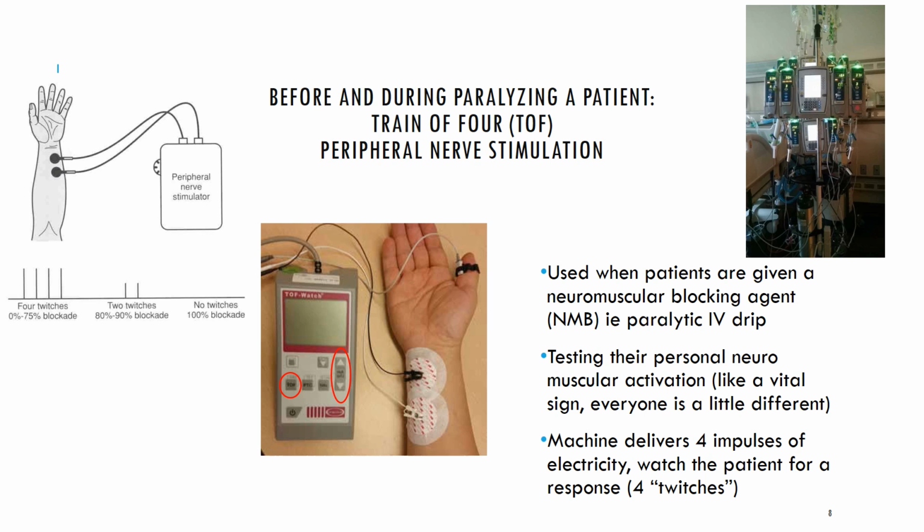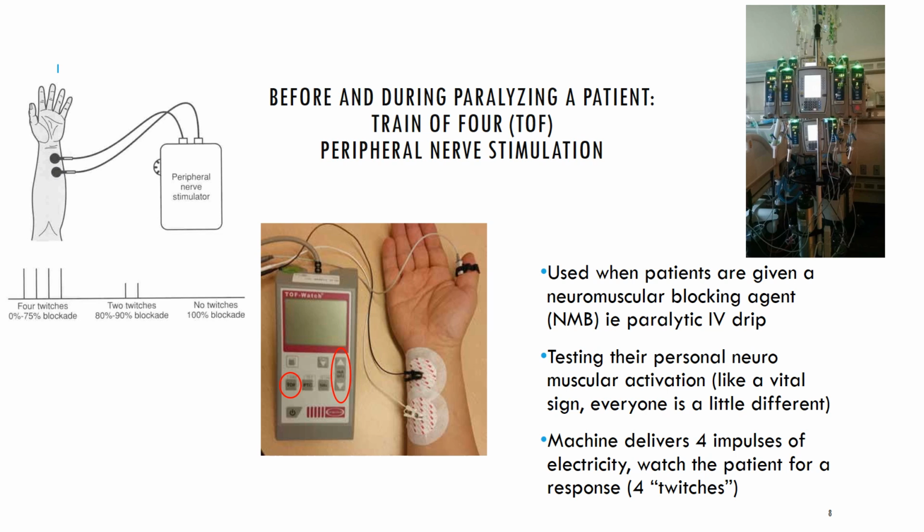Now, let's say we deliver 4 impulses by hitting that train of 4, or that TOF button, and we see no twitches in their hand. So you turn up the milliamps a little bit. Maybe we go up to 40 milliamps. We look at their hand again, hit the TOF button, no twitches. You turn it up again, maybe all the way up to 100 milliamps. Still no twitches in their hand. This patient is completely paralyzed.